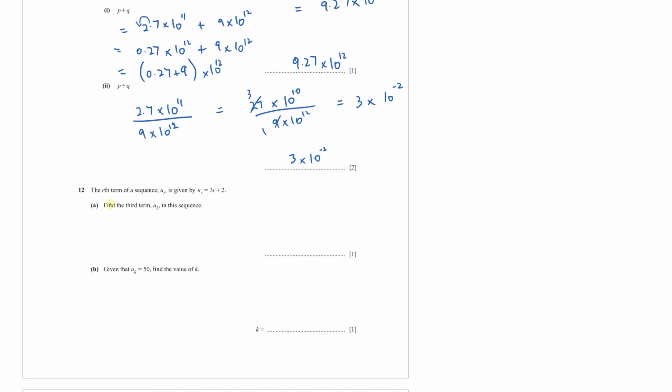Question number 12: the rth term of a sequence, u of r, is given by this. Find the third term u3 in the sequence. So u3 will be, I'll replace r with 3. So 3 into 3 plus 2, which is 9 plus 2, which is 11.